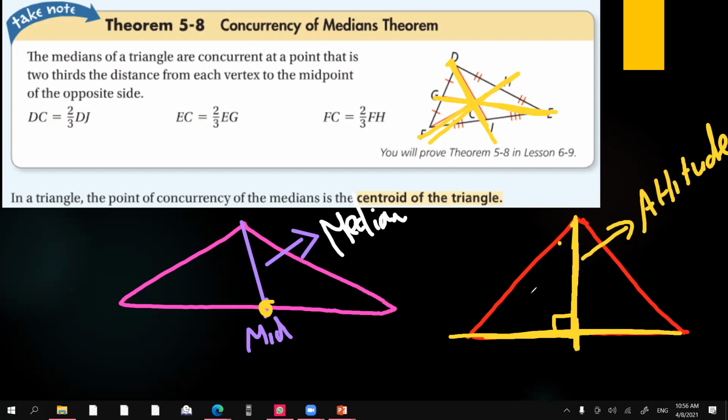If it is here, I will stop here. If it is here as an example, I will stop here. So this is the altitude. Now the median, as you saw before, must be inside a triangle. It couldn't be outside, it must be inside. But the altitude could be inside or outside the triangle.